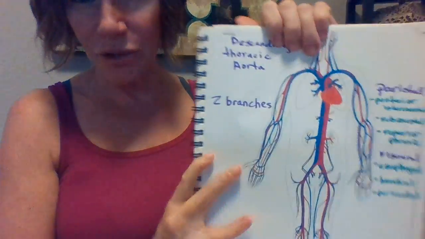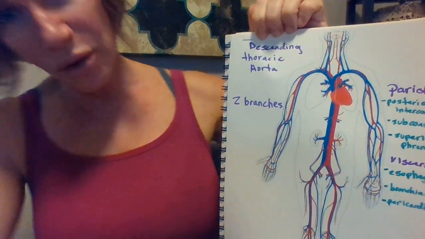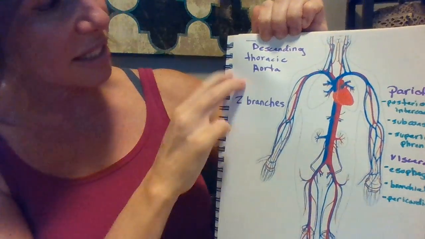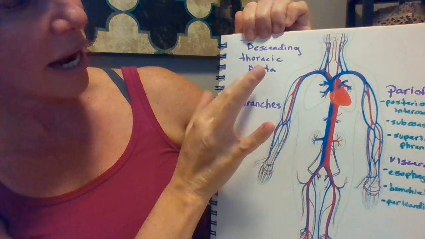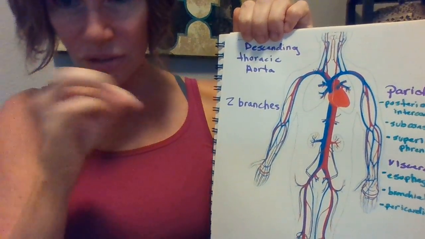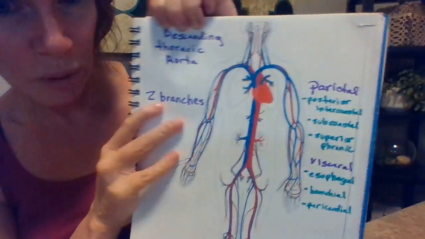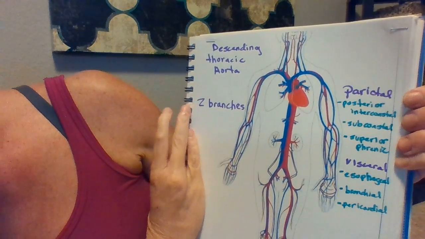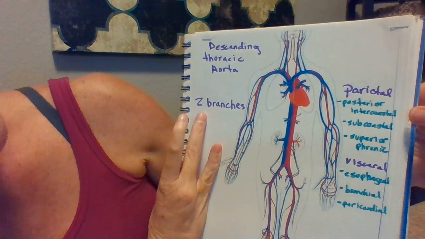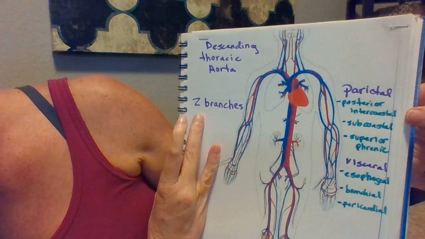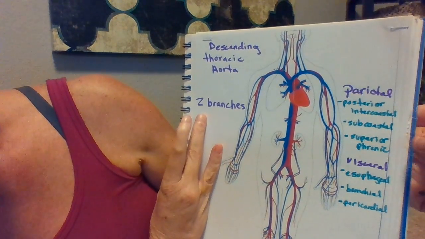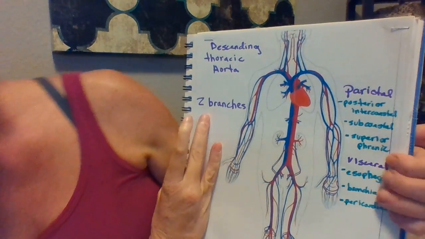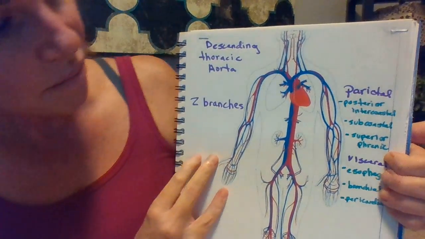I'm just going to continue with the aorta. So you have your arch, and then we're going to start going down. It's going to be the descending thoracic aorta, and that's divided into 2 different branches. So you have your parietal, and that's going to take care of the posterior intercostal, the subcostal, and the superior phrenic, and that's going to be on top of the diaphragm.